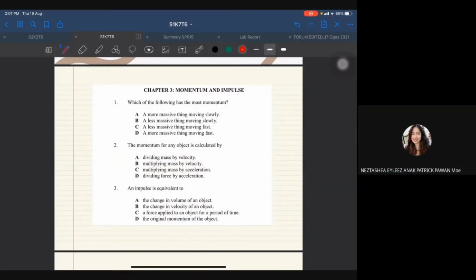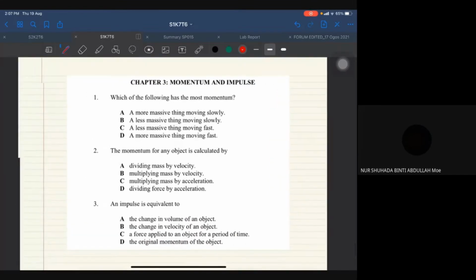Okay, we start with question number 1. Which of the following has the most momentum? Which one? D. Donkey? D. Donkey. Okay, so what formula do you want to use? Which formula? If you want to decide.